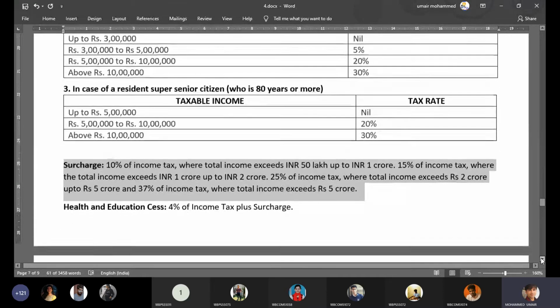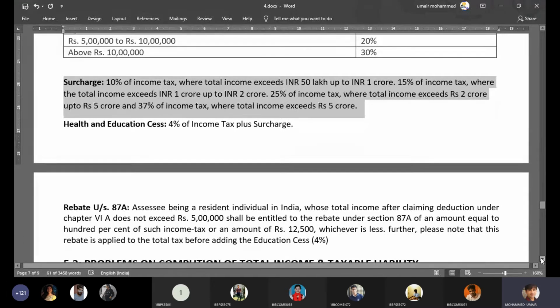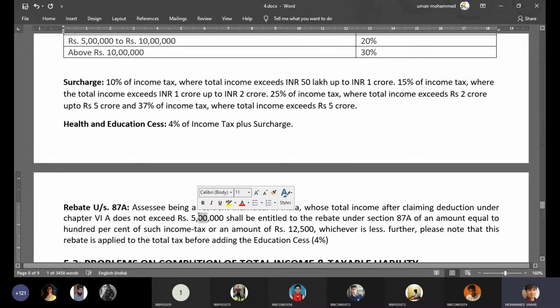Income tax department also provides relief in the form of rebate. Rebate is nothing but a kind of discount which is given to you on the tax you have to pay. So what is the rebate and who is eligible to get rebate? The answer is when the total income is less than 5 lakhs. I mean, it should not exceed 5 lakh. Up to 5 lakh is also fine. If your total income is up to 5 lakhs, then you are entitled to a rebate under section 87A.